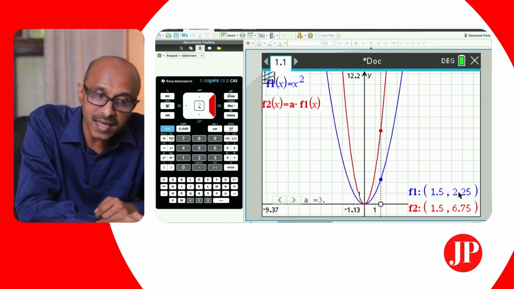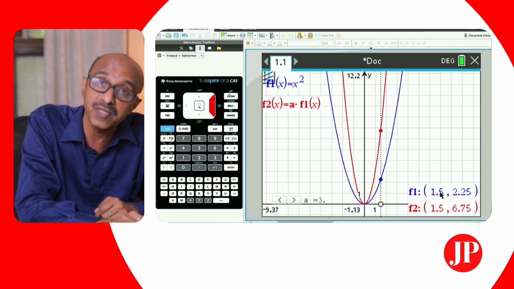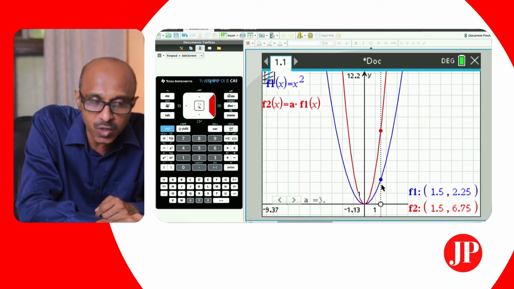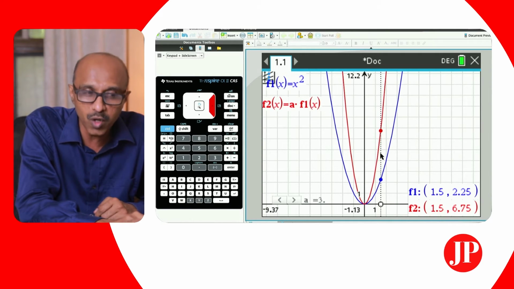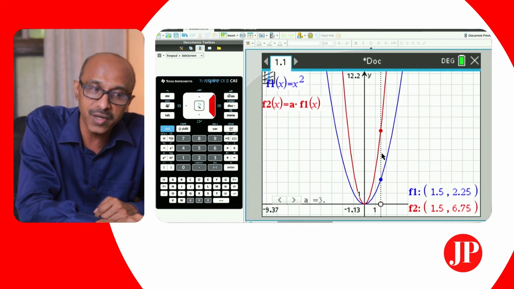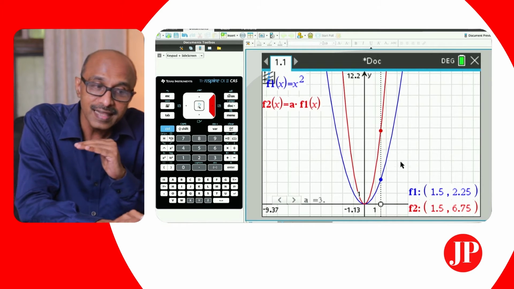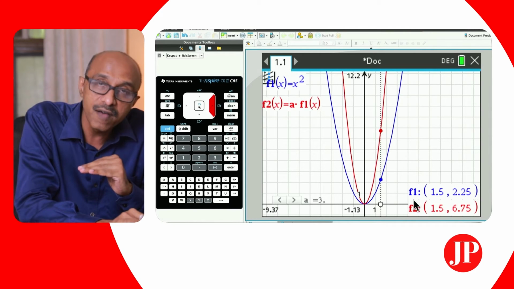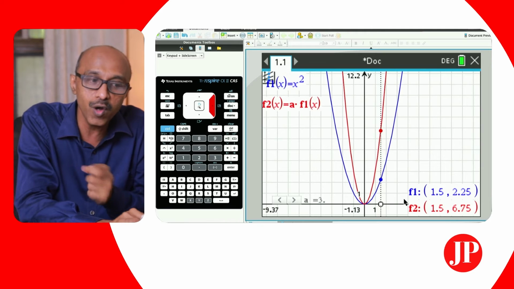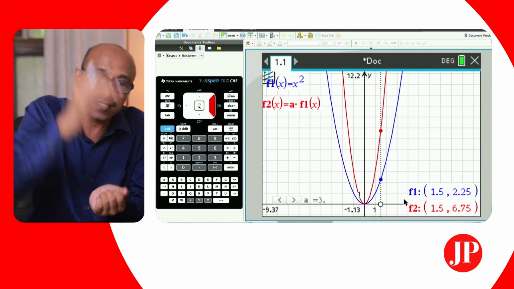The value of y, 2.25, is now 6.75. That is 3 times. So when you look at these points, these are the corresponding points, okay? At x equals 1.5, the parent value was 2.25, but now it's almost like it's jumped there. So the same value has jumped up there. In other words, that point has stretched away from the x-axis. That's why we call it a dilation from the x-axis, okay?